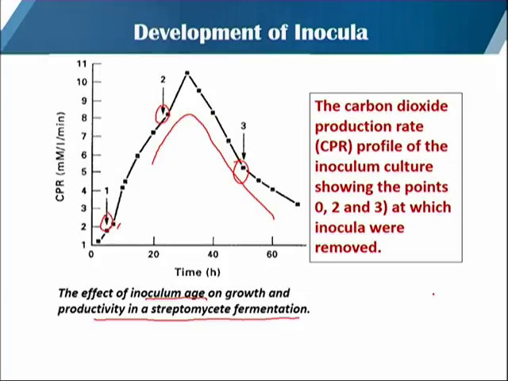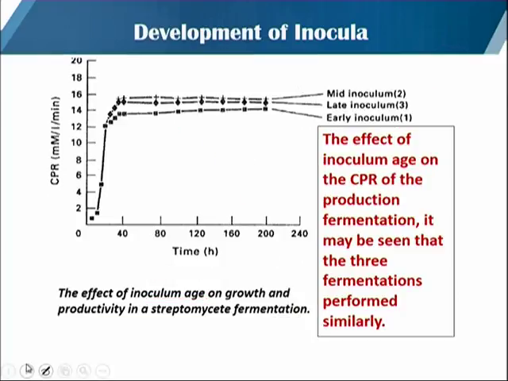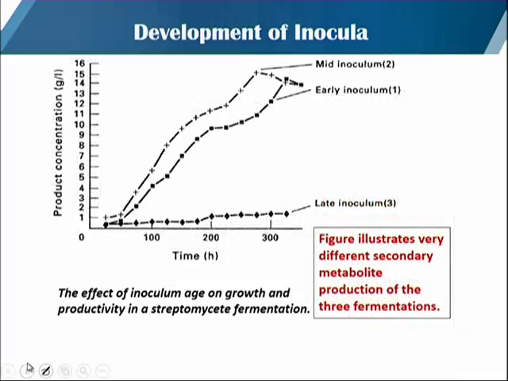At the 3 levels, the inoculum is removed when the CPR is 2, when the CPR is 8 and when the CPR is 5, giving different ages of inoculum. You can see here the CPR, carbon dioxide production rate, and the time in hours, for early, mid and late inoculum, stages 1, 2, 3. As far as these 3 stages and their CPR are concerned, you can see in this slide their effect on productivity: the effect of inoculum age on the growth and the productivity of the streptomycetes.